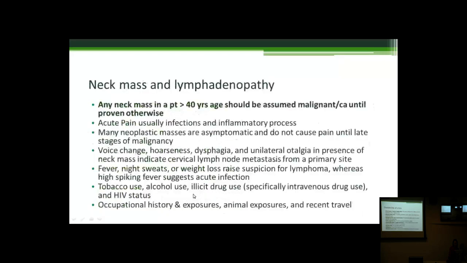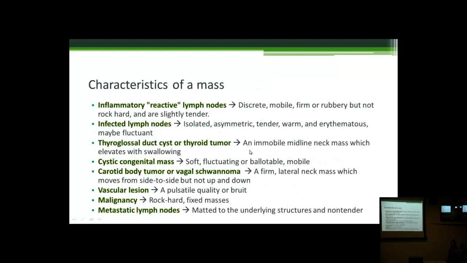Characteristics of a mass. I thought this was very helpful because how do you describe a mass and how do you know what it could be? So I listed this: inflammatory or reactive lymph nodes are often isolated or discrete. They can be mobile, they can be described as firm or rubbery, but are often a little bit tender, especially if it's inflammatory. If it's infectious, it's typically very warm, very tender, and very fluctuant. If it's something more of a mass, like a cystic congenital mass, it would be what we call volatile, which means if you push down on it, it would just bounce right back. So volatile, mobile.